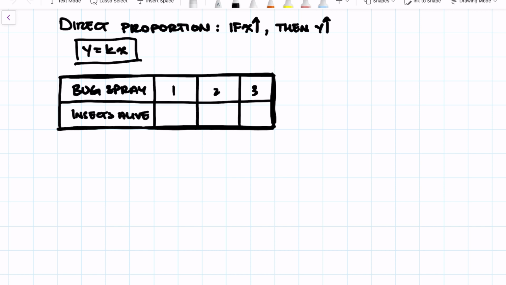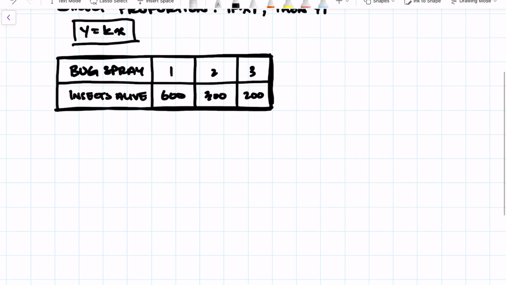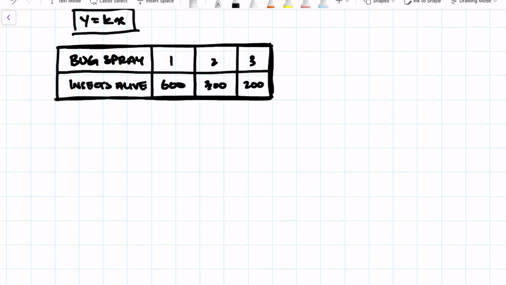Then what I would have here is, let's say in the first one I find that I have 600 insects that are still alive. And then I check the other one and I have 300 insects alive. And in the last one I find that I have 200 insects alive. Now, what does this mean? Well, this is an example of an inverse proportion, because you see that as one goes up, the other one continues to go down. So let's try to see what this would look like.